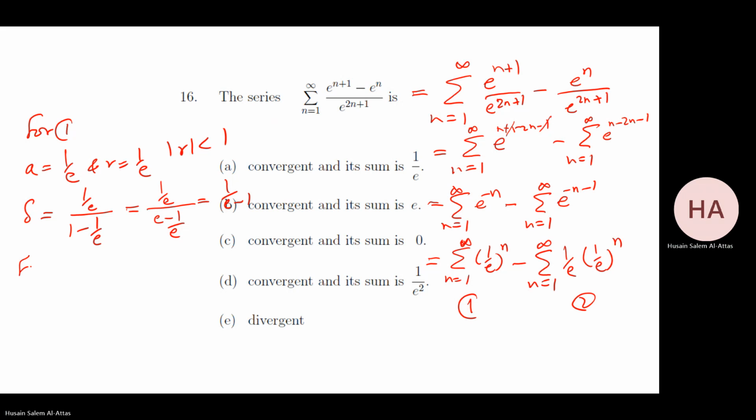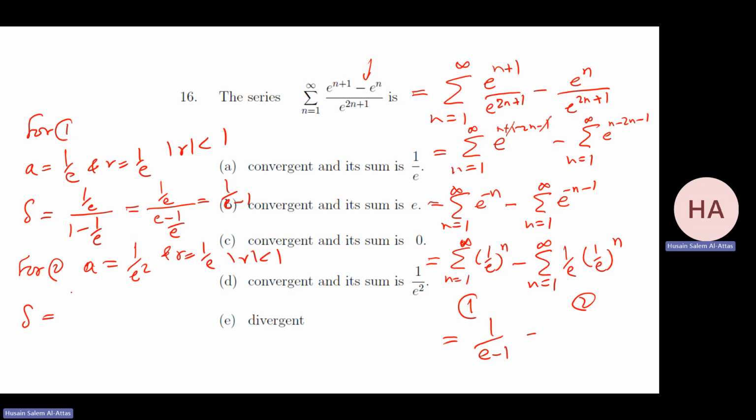Okay, for 2. So I have here 1 over e minus 1. Minus, it's a minus sign. Yeah, there is a minus sign here. Okay. Now let me do the other one. For 2, I have a at n equals 1. It will be 1 over e squared. That will be a. And the r is the same, 1 over e. Absolute value less than 1, so it converges. S will be 1 over e squared over 1 minus 1 over e.